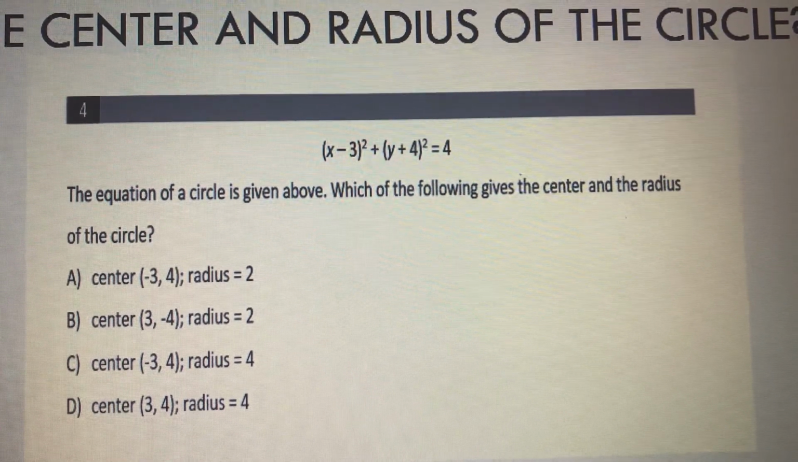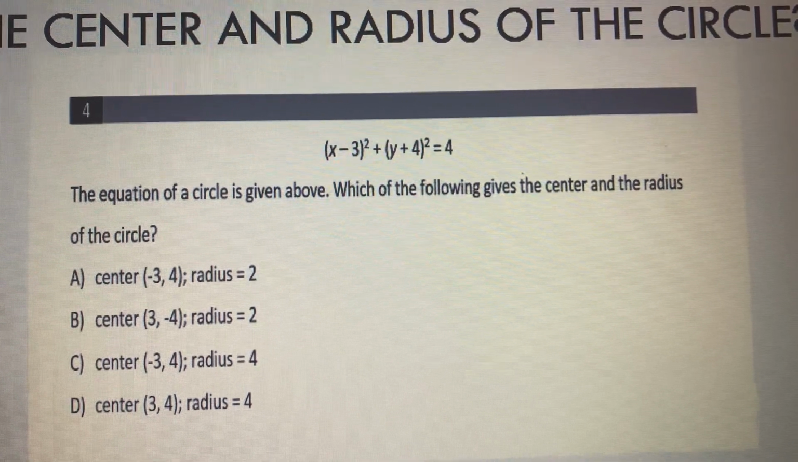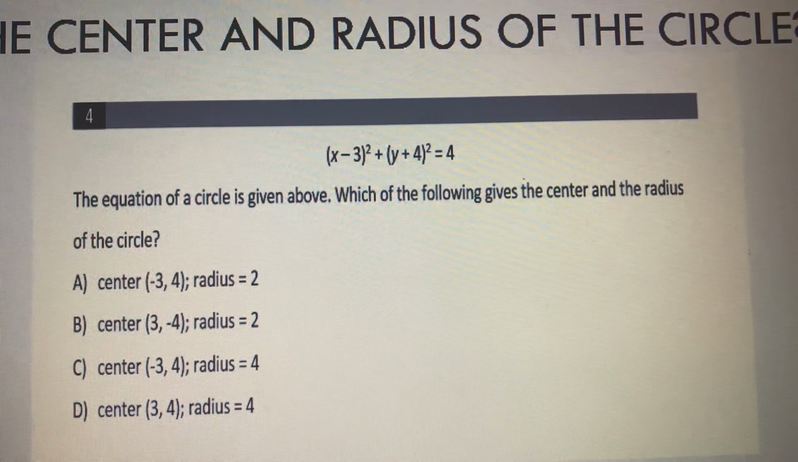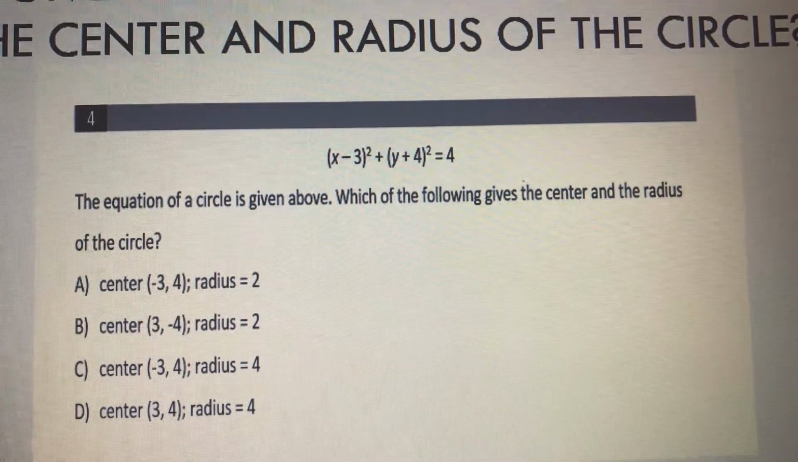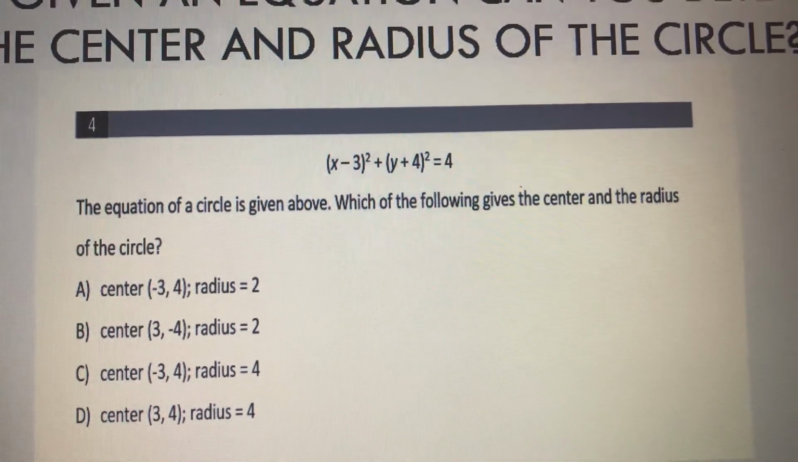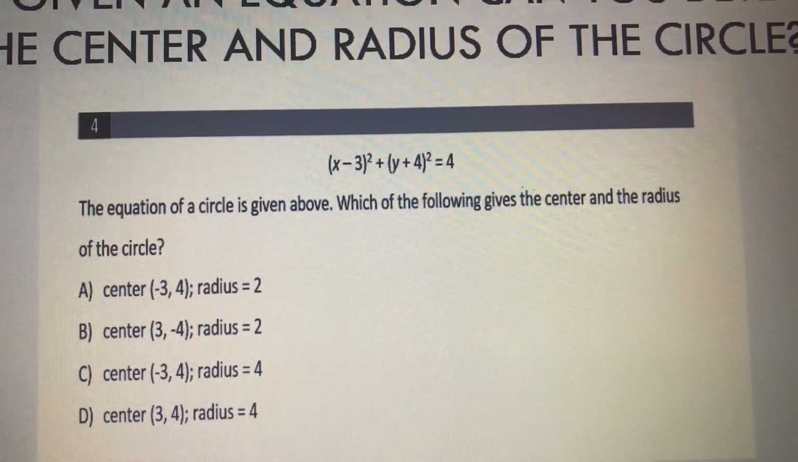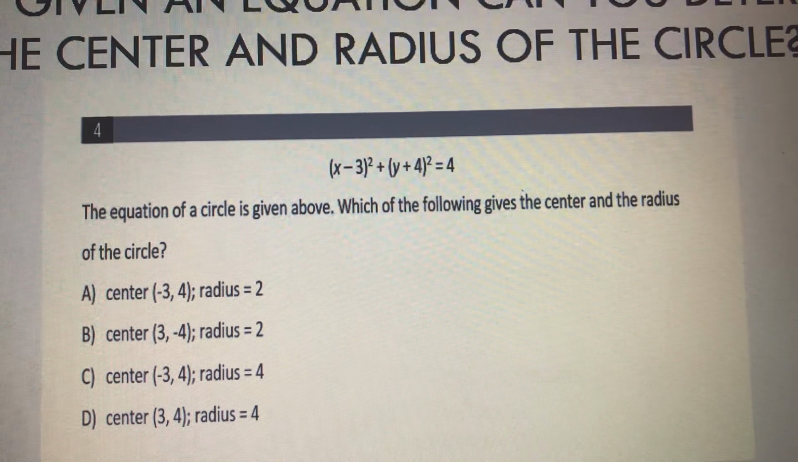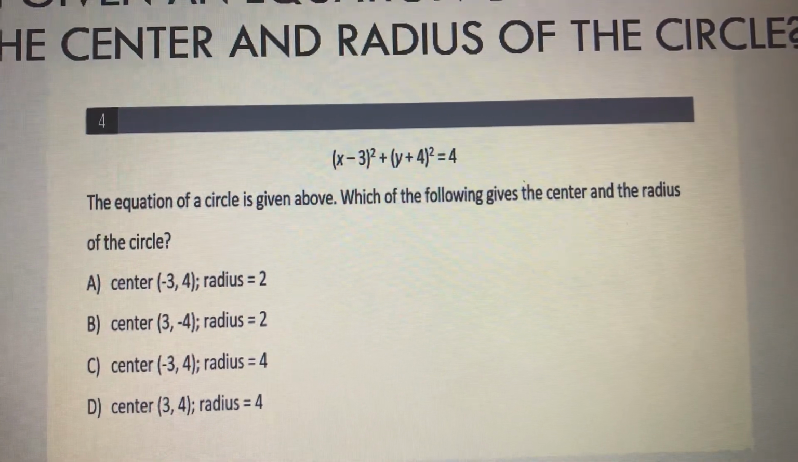Then you're going to take the square root of the last number here, which we have as a 4, which would be our radius. In the formula, it's r squared, so in this case we want to take the square root of that to find out what our radius is. So our answer should be (3, -4) with a radius of 2. So it looks like B would be our answer here.